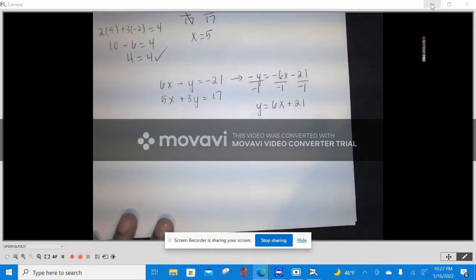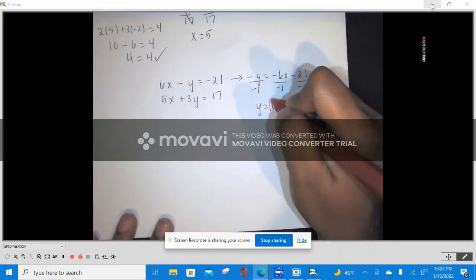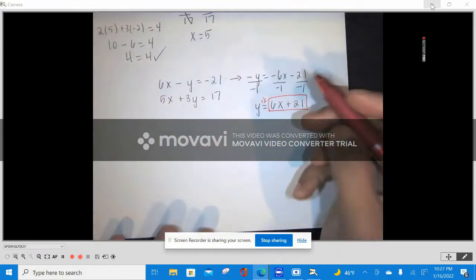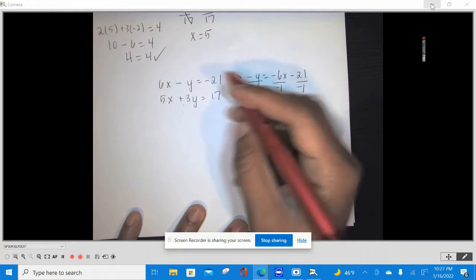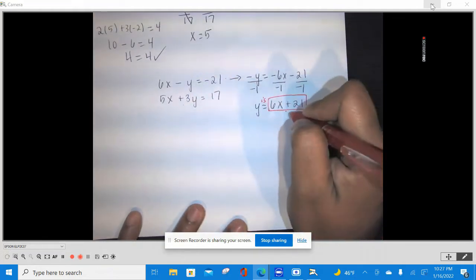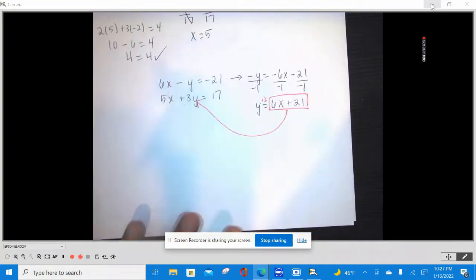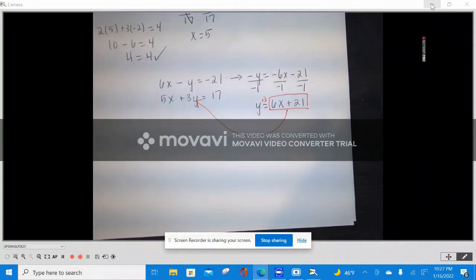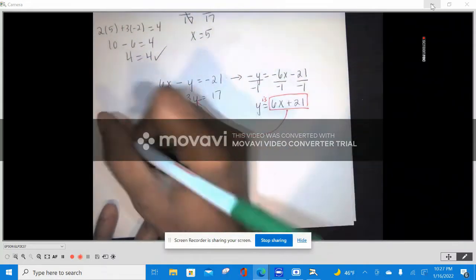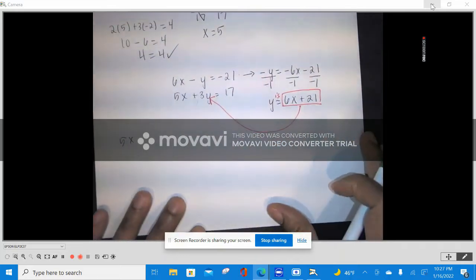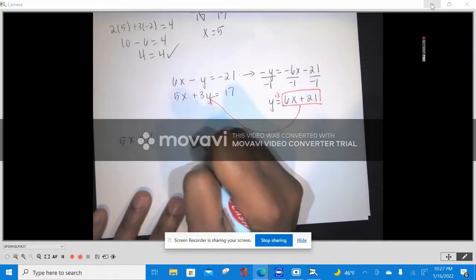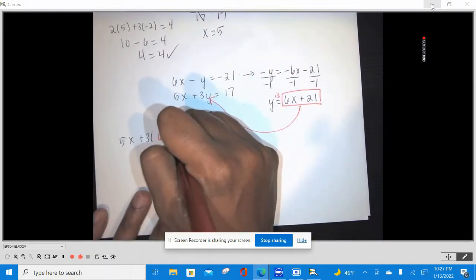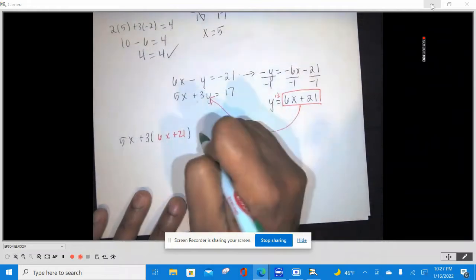Now that we know y is the same as that 6x plus 21, we're going to take that expression. Do not plug it back into the original equation. Plug it, because it's a system, into the equation that you haven't manipulated. So we're going to plug in that 6x plus 21 for y in the second equation. So now we have 5x plus 3, but remember it was 3 times y, and that y is the 6x plus 21. Set it equal to 17.